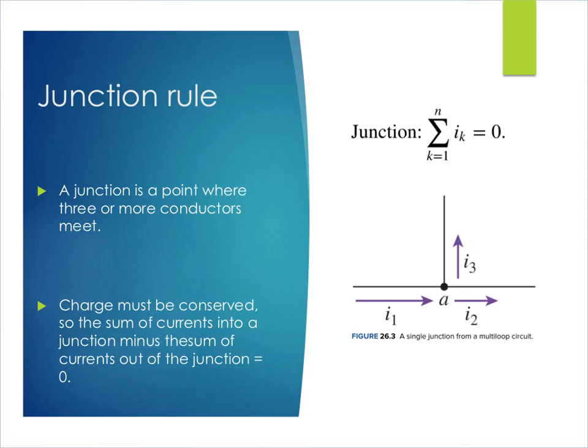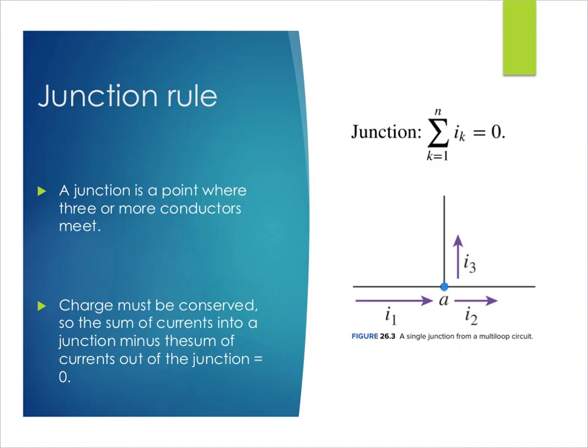There are two basic rules that we want to use. One has to do with how the currents in different branches relate to each other, and we call it the junction rule. If you remember, I've already pointed out that a junction is a point where the current can split into different paths, or where the current can come together from different paths into a single path.